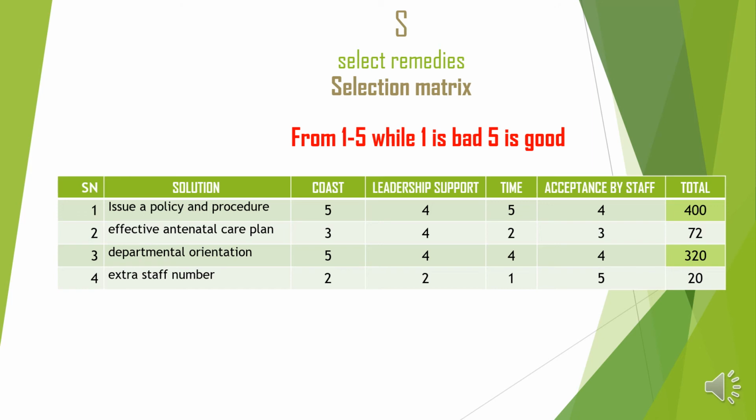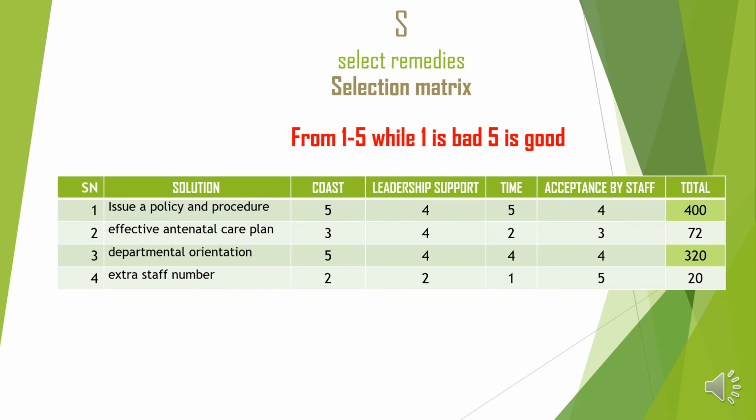Giving an extra number of physicians and staff to the department: it will cost a lot for recruitment, so it's not good for us, it's 2. Leadership support, as you know, leadership doesn't like the words give us extra staff, so it's 2. Time, it will take months to get new staff. Acceptance by staff, it's 5 because they want a lot of staff, so they will accept it. If you multiply these, it will give you 20.